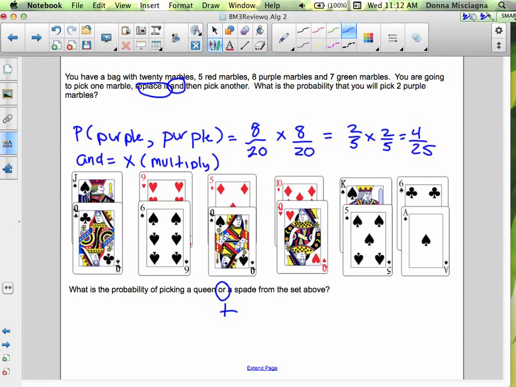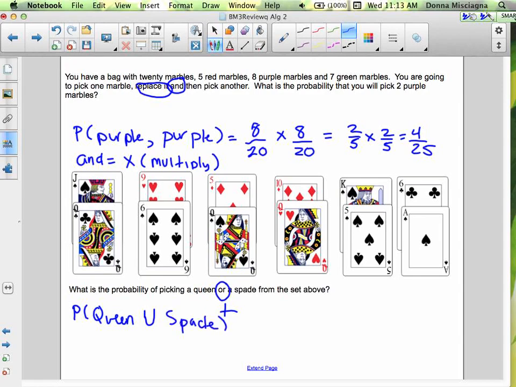Now, to find the probability of queen or spade, if you remember, the U symbol there means union, all right, so that's or, queen or spade.